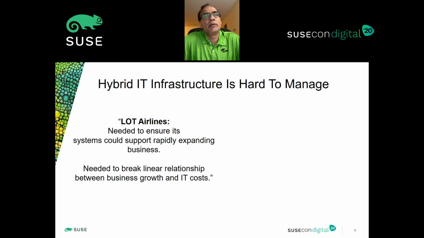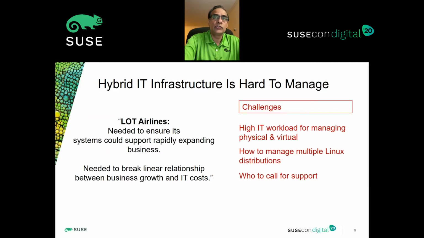Now here's a third example, which is about hybrid IT infrastructure. So LOT Airlines, as they grew the business, their infrastructure was just growing all over the place. They had Red Hat as a Linux system, and then different architectures and such. Your hybrid IT infrastructure can take various forms. It can have different kinds of Linux systems or different kinds of hardware systems. And at the end of the day, as you're growing, you want to be able to manage this whole hybrid infrastructure estate that you have.